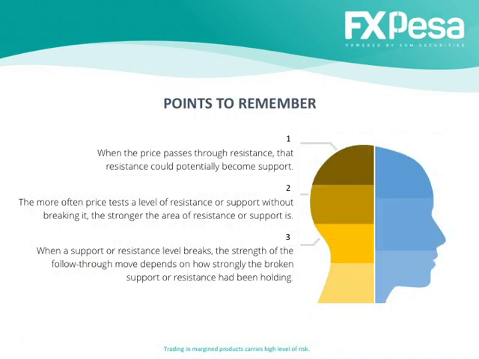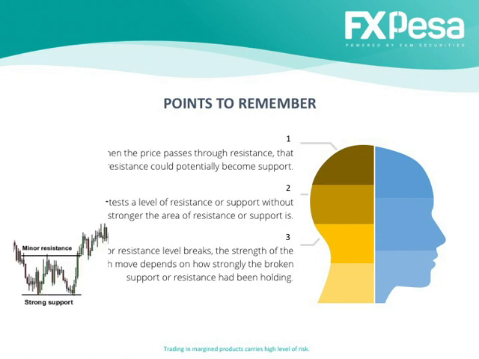Points to remember. 1. When the price passes through the resistance, it could potentially become support. The more often price tests a level of resistance or support without breaking it, the stronger the area of resistance or support is. And when a support or resistance level breaks, the strength of the follow-through move depends on how strongly the broken support or resistance had been holding.